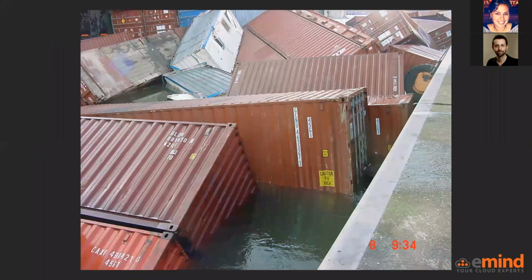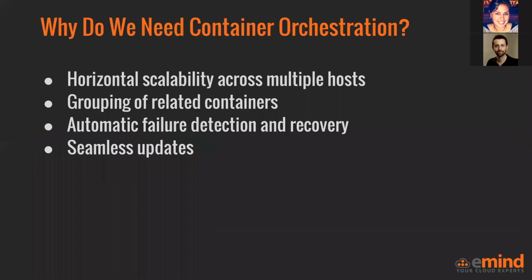So one possible answer is you probably don't want your containers to look like this. So seriously though, starting and stopping containers manually using the command line might be practical when running a development environment on your laptop. However, when running a large-scale application in production, you probably need something else.